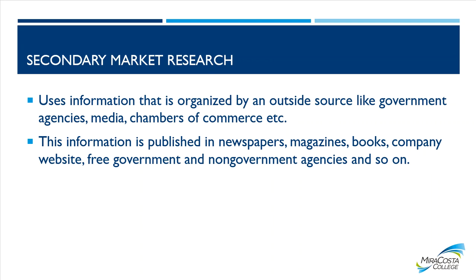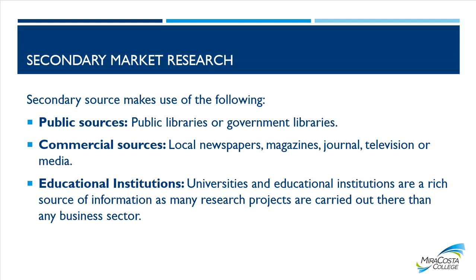Secondary market research uses information that is organized by an outside source like the government, agencies, media, and chambers of commerce, as an example as well. This information is published in newspapers, magazines, books, company websites, and free government and non-government agencies.